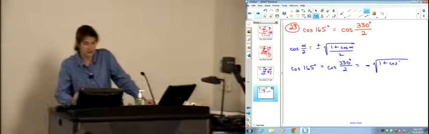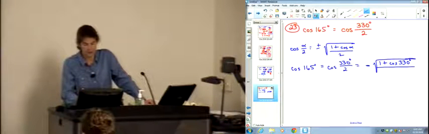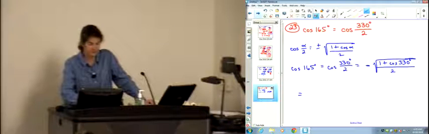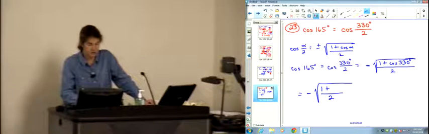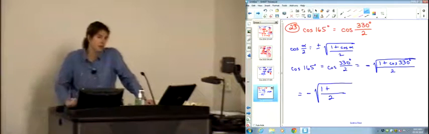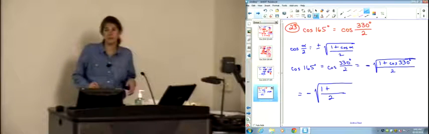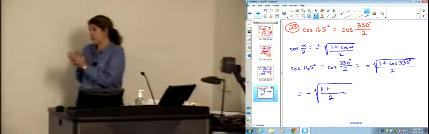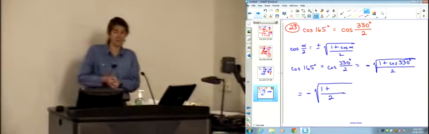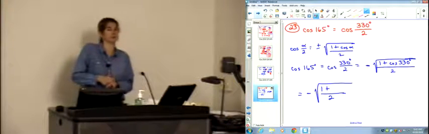330 degrees over 2. So we're going to have 1 plus something over 2. 330 degrees is that angle that ends just 30 degrees before 360 degrees. We want the cosine of 330 degrees. What's that going to be?